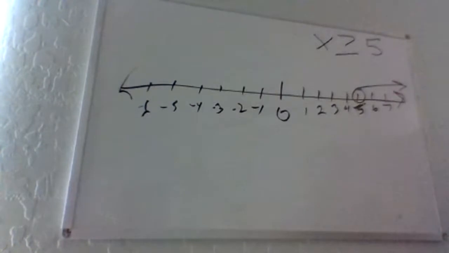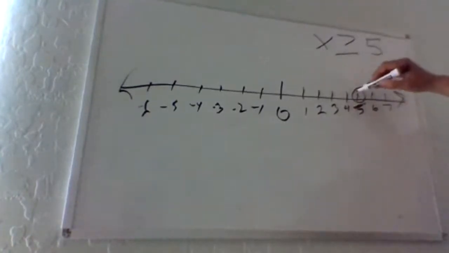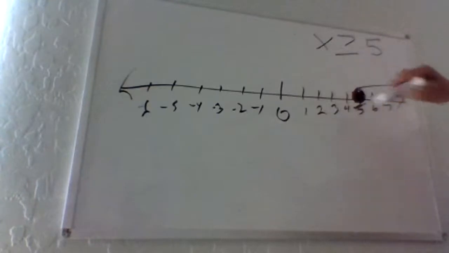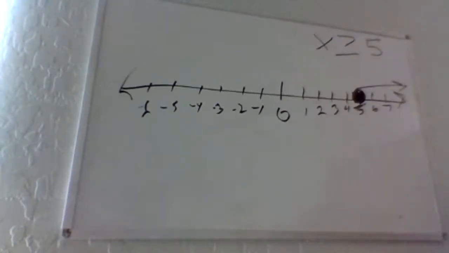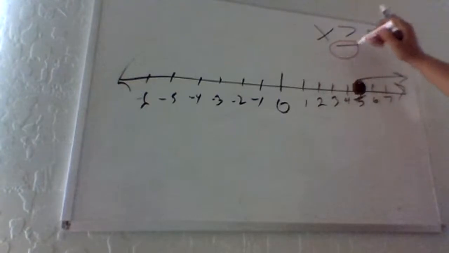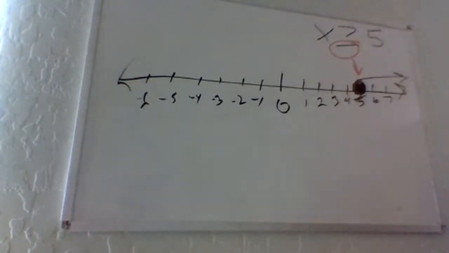Let me know. So x is greater than or equal to 5, but the circle on number 5 needs to be filled. What? The circle, yeah, the circle needs to be filled, right? Why is that? Because of the equal sign. Yes. The equal sign means that the 5 will make the equation true, right? This means that the 5 will make the equation true.